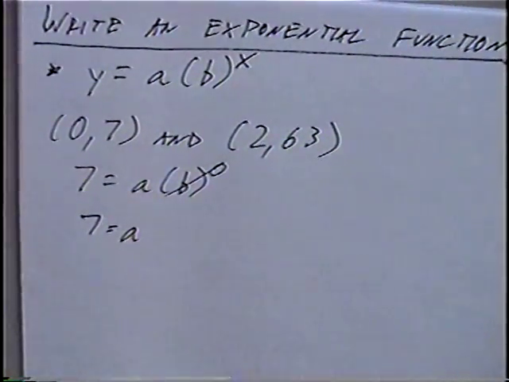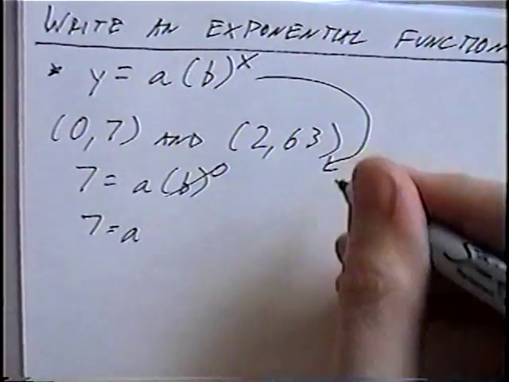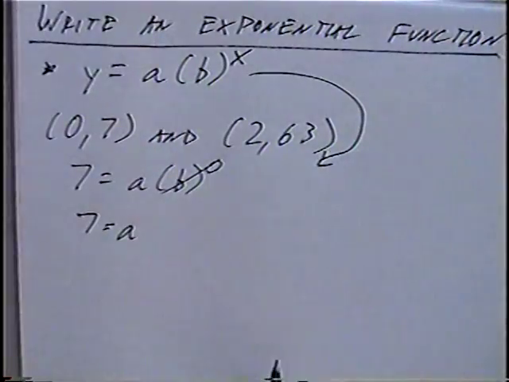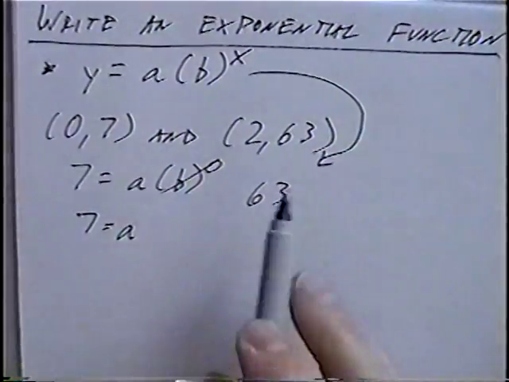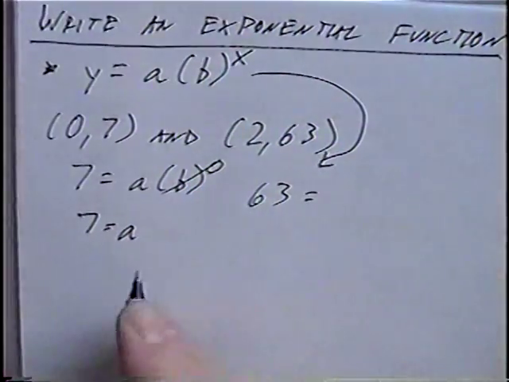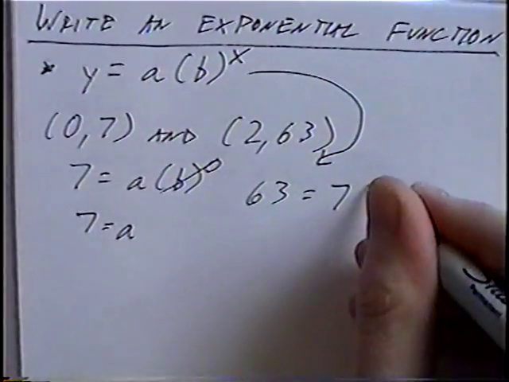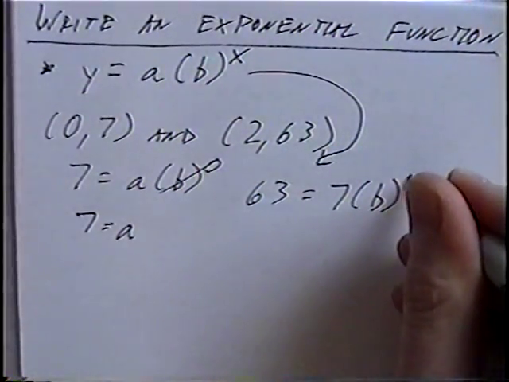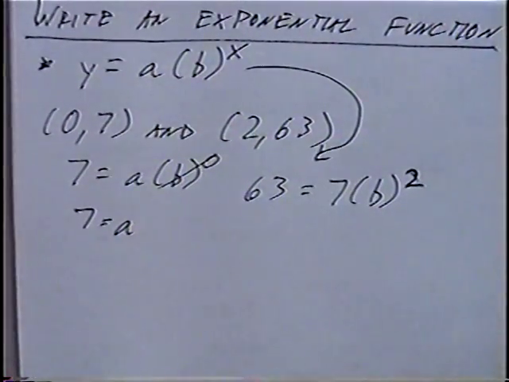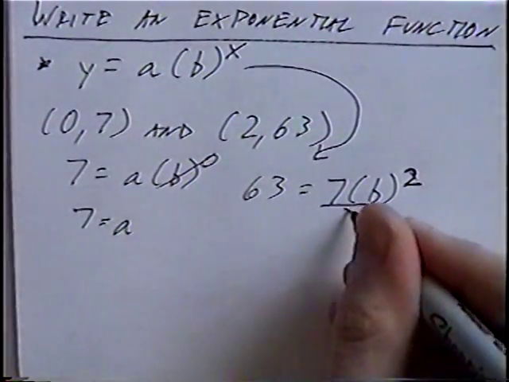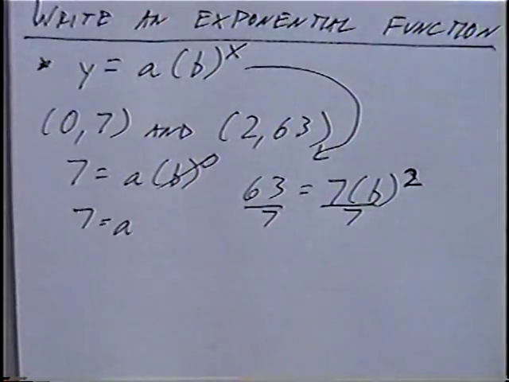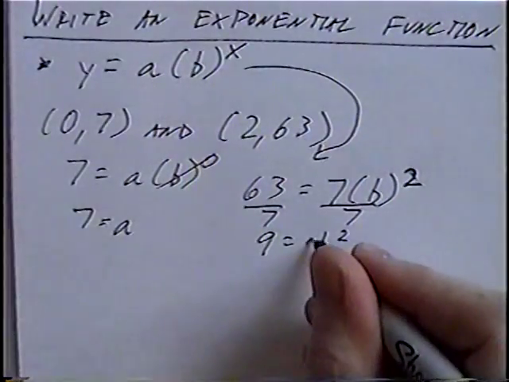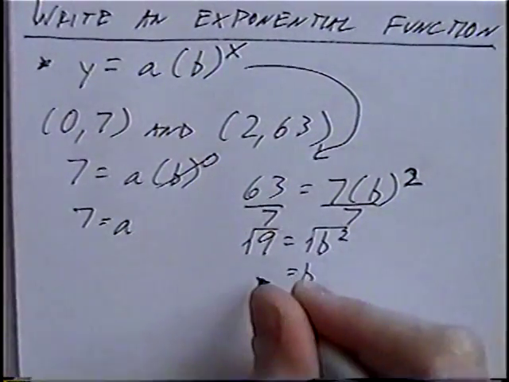Once you know the value of a, you can go back and take that same equation, and now we'll plug in the second point for x and y, and also plug in a value for a. So using the second point, y is equal to 63, a we found was 7, b we'll solve for right now, and x is equal to 2. First step to solve for b is we can divide by 7. 63 divided by 7 would be 9. So b squared is equal to 9, or b is equal to 3.